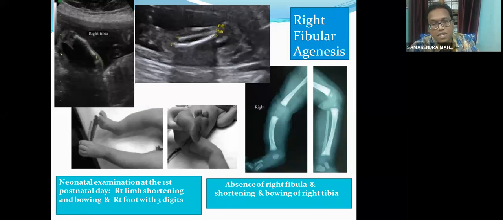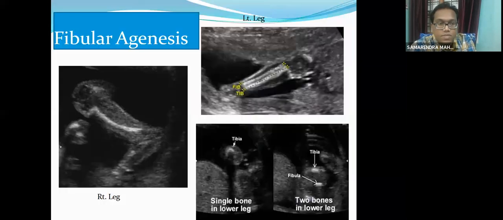And this is the X-ray representation of the baby, showing one bone in the middle part of the lower segment, which is the bent tibia, in contrast to the left side, which shows both tibia and fibula. So the right one is the bent tibia, and the left side shows both the tibia and fibula.